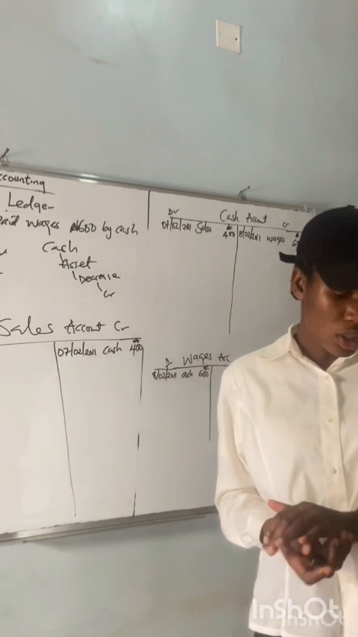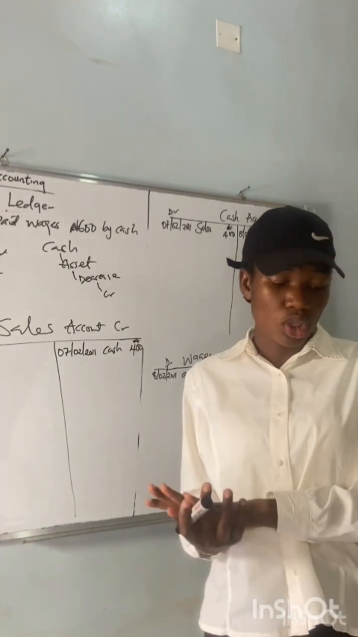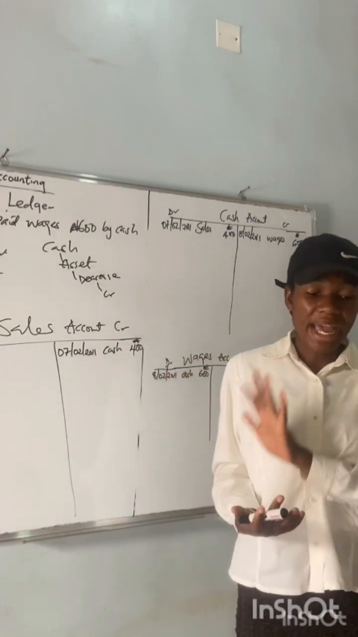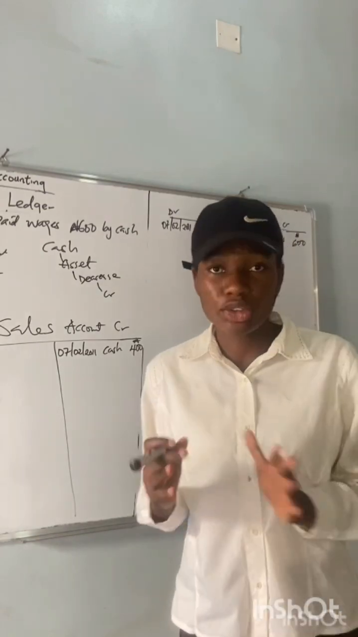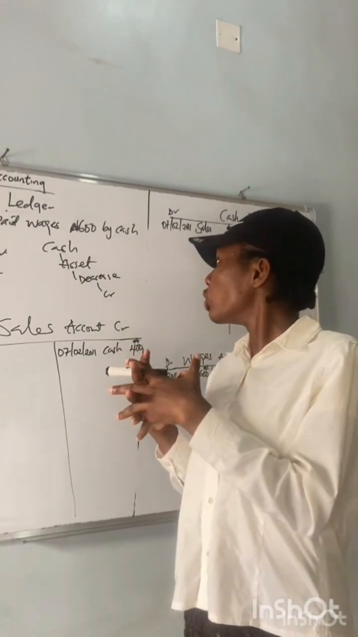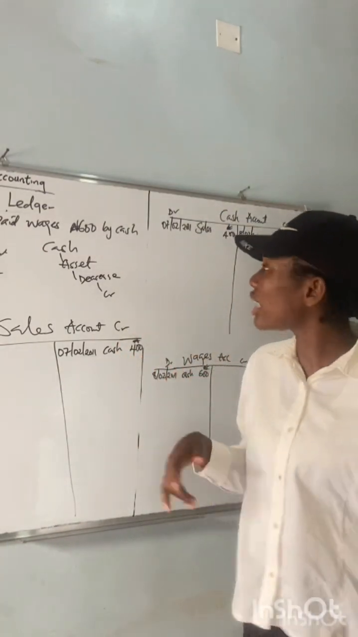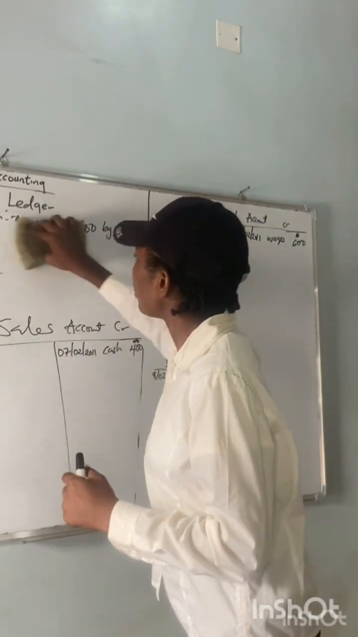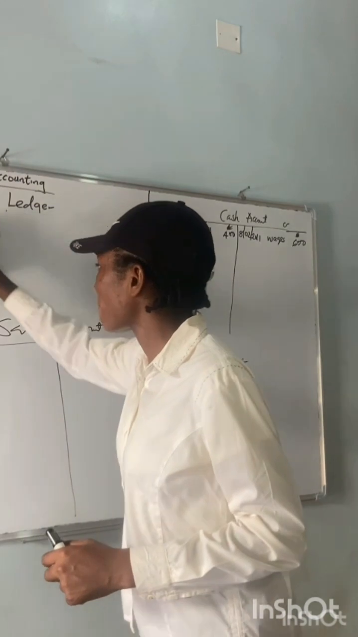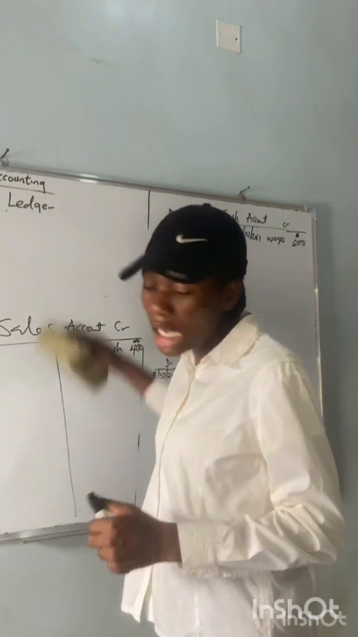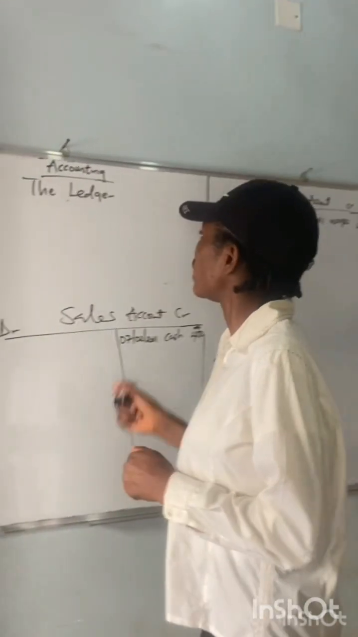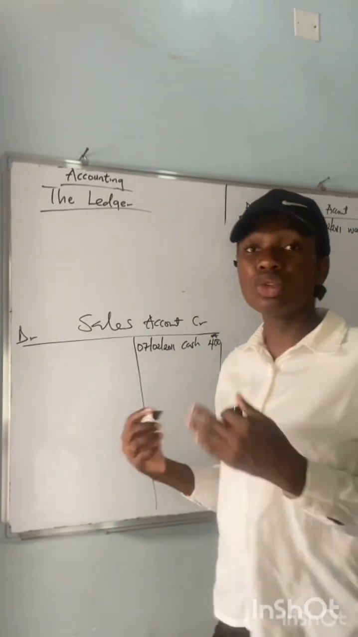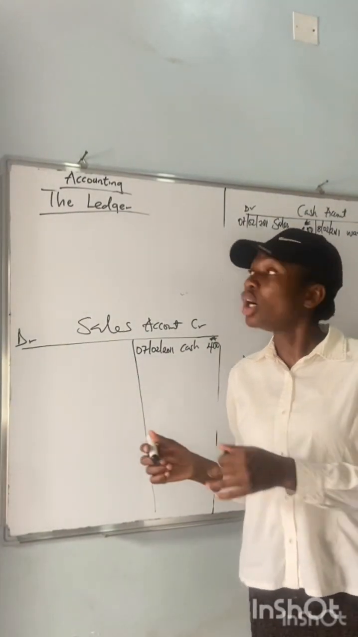We have, again, sold goods to Mr. John by cash, 800 naira. I think we have something similar on the board already, our sales and cash account, right? We sold goods to Mr. John. Now, because it was a cash sale, we will not be taking into consideration the name Mr. John.